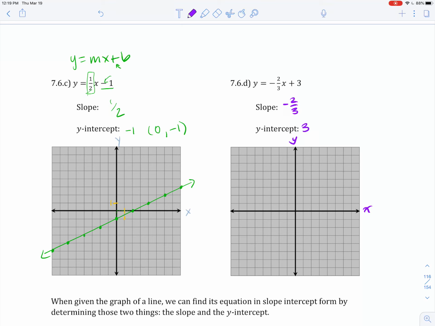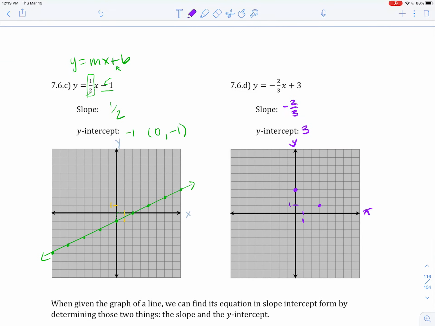Boop. This thing has a slope. This thing has a y-intercept. I have axes. I have scales. Like a fish. Y-intercept is 3. Slope is negative 2/3. I can totally figure out other points from this. I'm playing connect the dots.